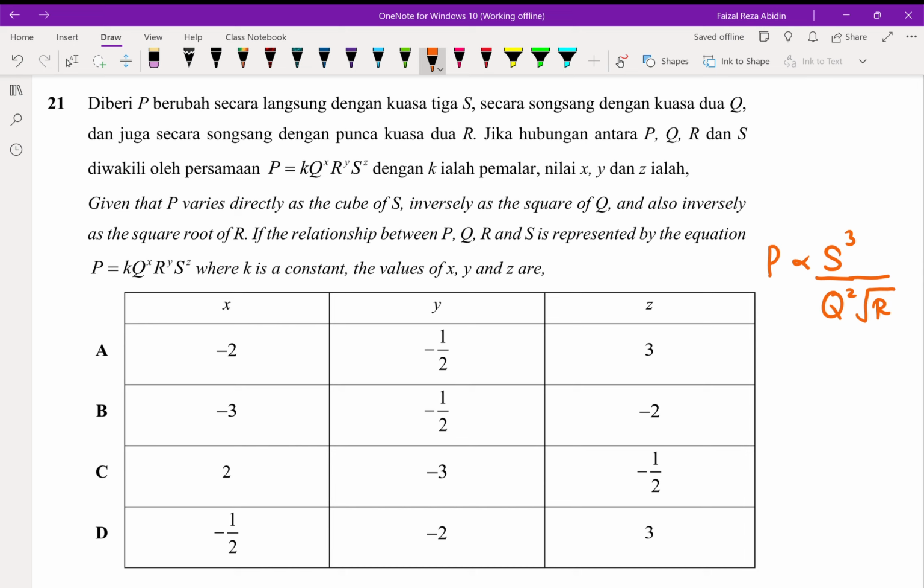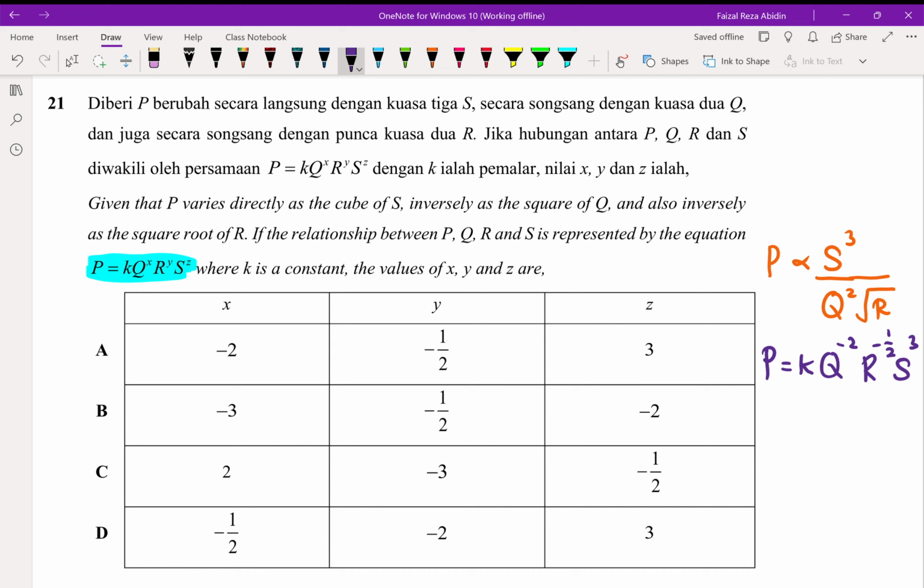If the relationship between P, Q, R and S is represented by the equation P equals K Q^x R^y S^z, where K is a constant, the values of x, y and z are... So what do we do? We make it look the same as this. We bring our Q squared over here, so you write P equals K, Q to the power of negative 2. And then R here, the square root gives 1 over 2, so we bring it up and get R to the power of negative 1 over 2, and S cubed here.